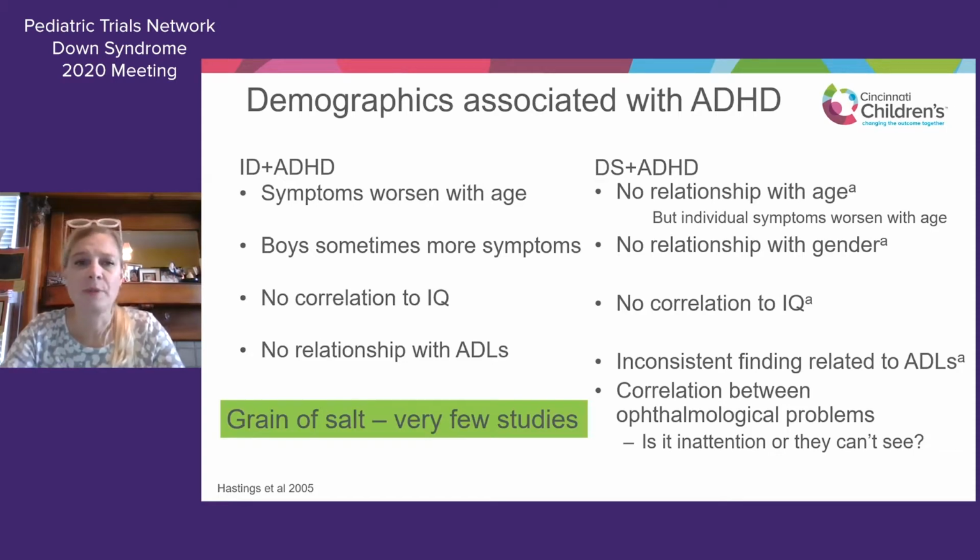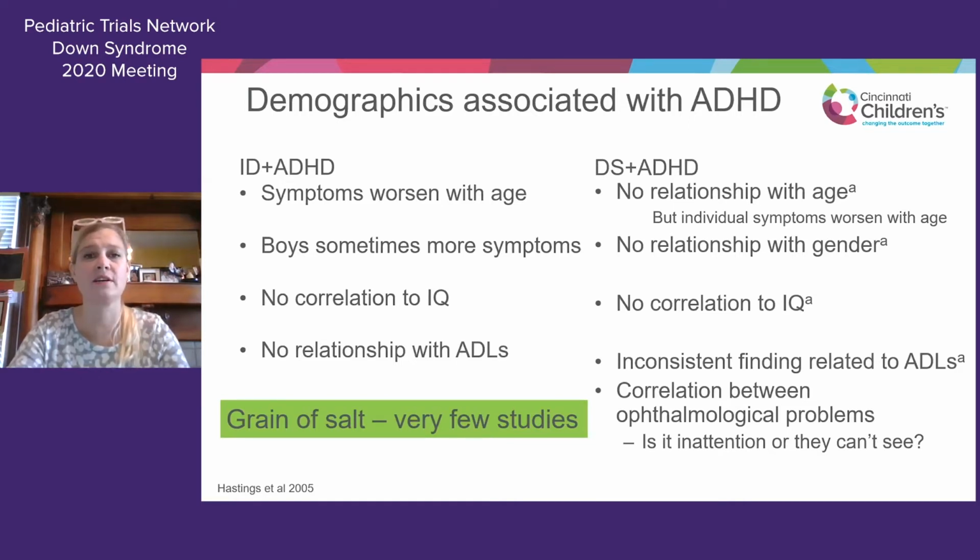Ourselves and others have not replicated a gender difference, which is also present in the kids who are typically developing, where boys have more symptoms in the general population. We corroborate that there was no correlation with cognitive skills, but there have been inconsistent findings in terms of a relationship with daily living skills. And then others have found a relationship with vision concerns, which is interesting, but then it becomes the question of, again, how good are we at making the diagnosis? Is it that the child was inattentive, or they couldn't see the material, and so they looked like they weren't paying attention because they couldn't see and interpret the material presented to them?